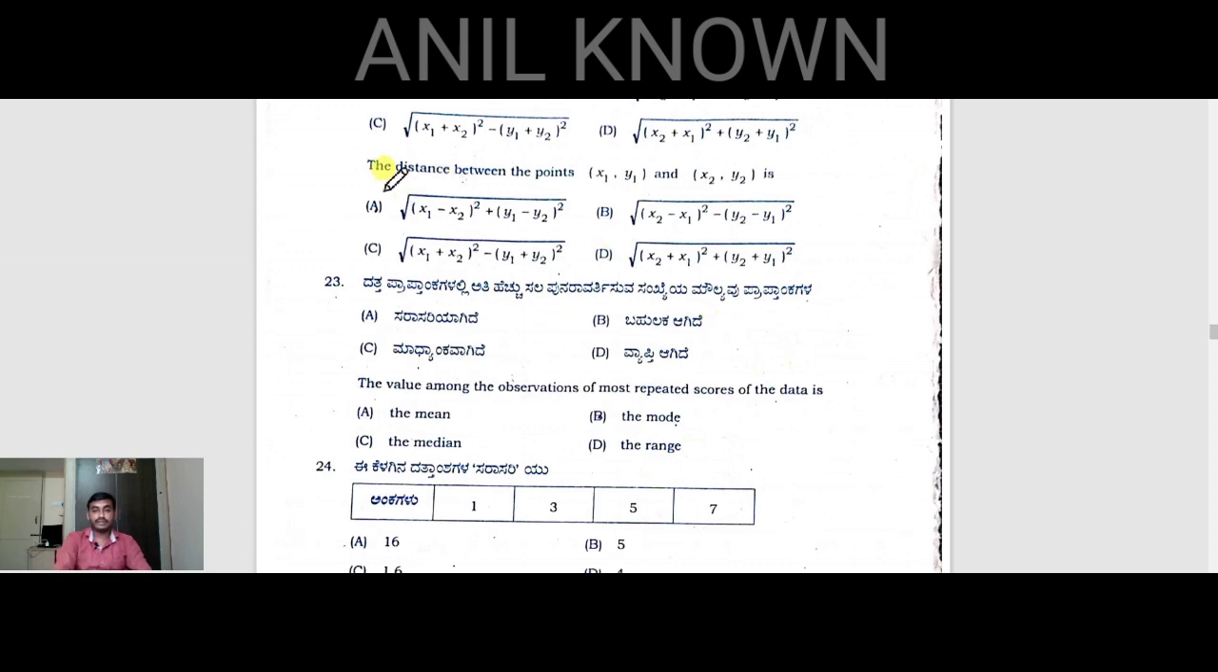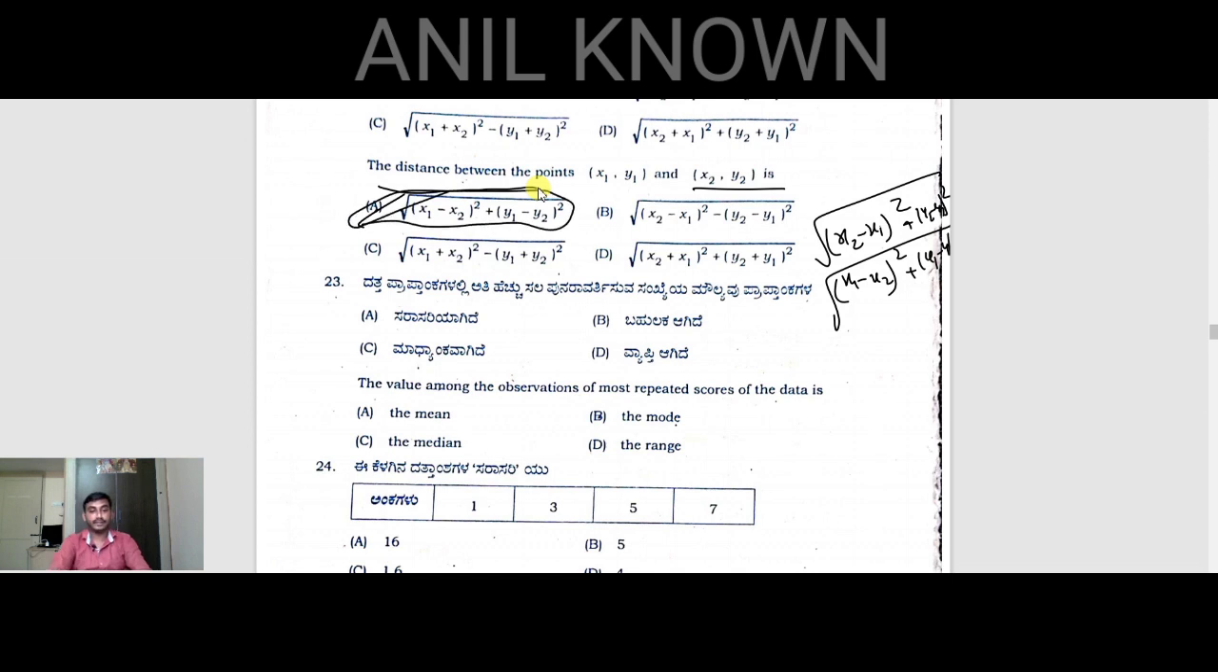The next question: the distance between the points (x1, y1) and (x2, y2) is, very simple, the square root of (x2 minus x1) whole squared plus (y2 minus y1) whole squared, or (x1 minus x2) whole squared plus (y1 minus y2) whole squared, that is whole root. So, this will be in option A, (x1 minus x2) whole squared plus (y1 minus y2) whole squared. Therefore, option A is the right answer.